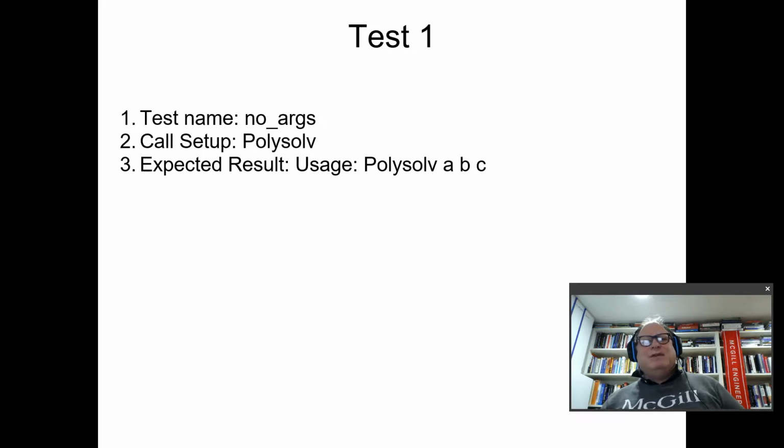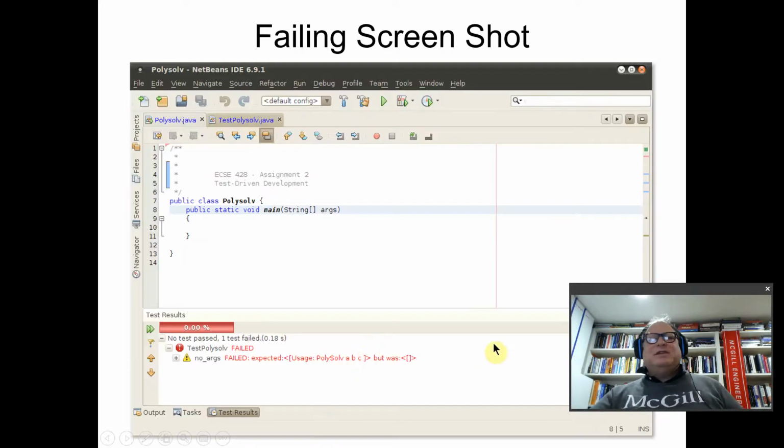So the first test they have is no arguments, and the expected result is an error message in the style of a terse Unix error message, which would say usage: polysolve ABC. That's what the error message would look like. So we start off with an empty class, there's nothing in it, and we try running the test, and it fails. You see on the bottom of the screen that the test fails. The expected result was usage polysolve ABC, but instead we got an empty string. That's the output, so we have a failed unit test.